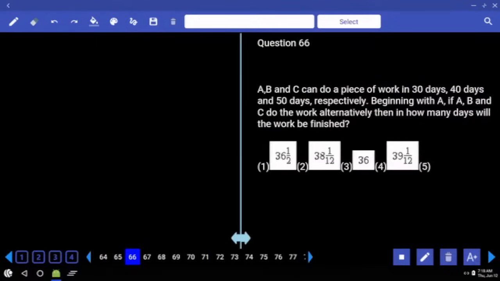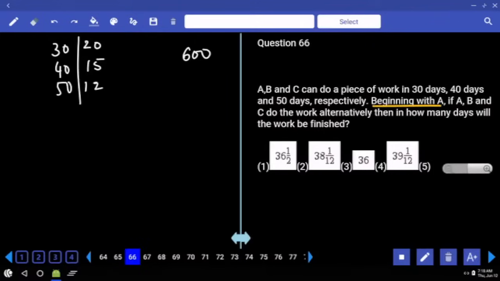A, B, C can do a piece of work in 30, 40, 50 days respectively. Beginning with A, A, B, C do the work alternately. Then in how many days will the work be finished? 30, 40, 50. LCM 600. A does 20, B does 15, C does 12.